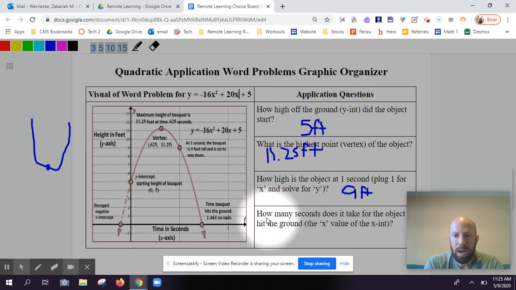For our last question here, how many seconds does it take for the object to hit the ground? That's eventually when this object is done, it hits the ground, gravity has done its course. You can tell in this problem that the answer is going to be 1.464 seconds for that to occur. That would be the value that's located here. So if you were to type in this equation and look at this point in the graph, when you put the cursor on it, it would tell you that at 1.464 seconds, that object would hit the ground.